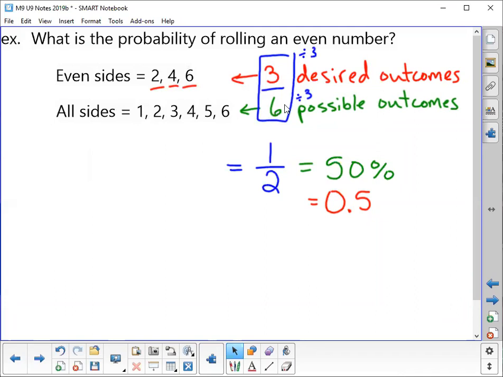Well, 3 over 6 can be simplified down to 1/2, which means the chance of you rolling an even number is half, 1/2, or it's 50%, or it's 0.5. Any of those terminology will work just fine for this unit.